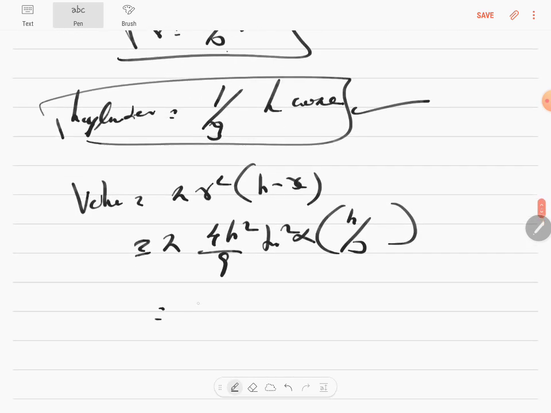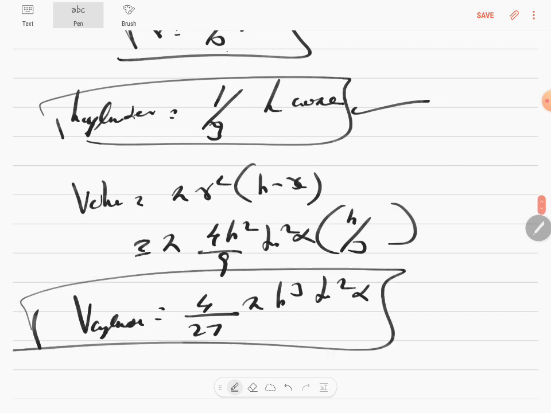So then it's 4 by 27 pi h cube tan square alpha. Is that what they want you to prove? That's all. You found the volume of the cylinder which can be inscribed, which will have a maximum volume.